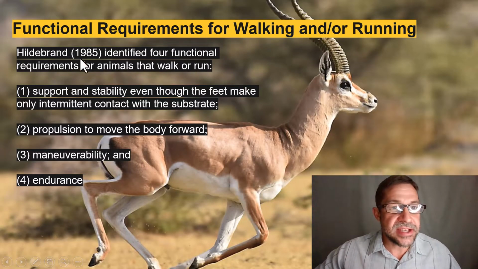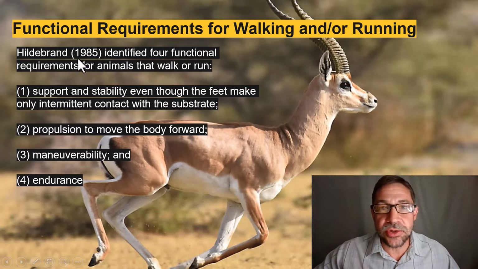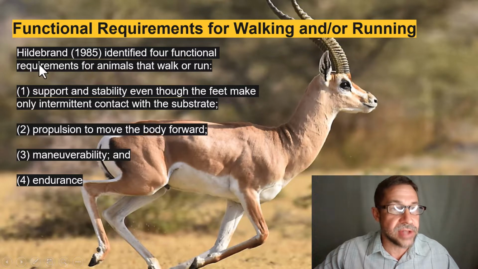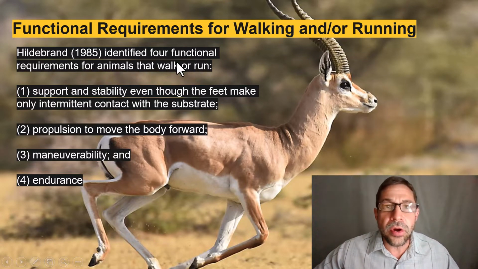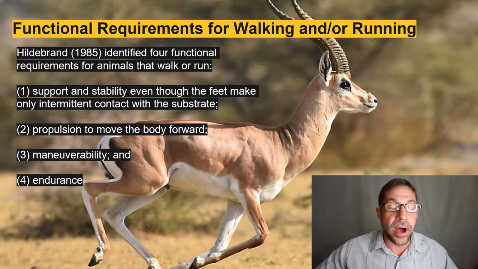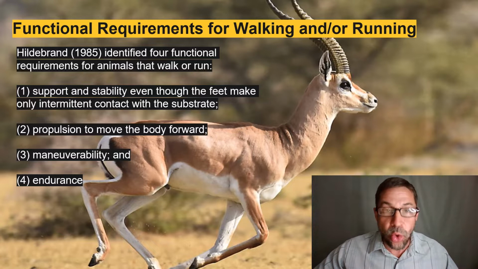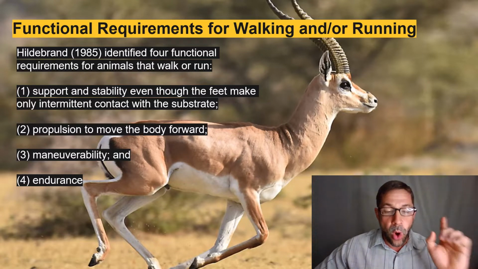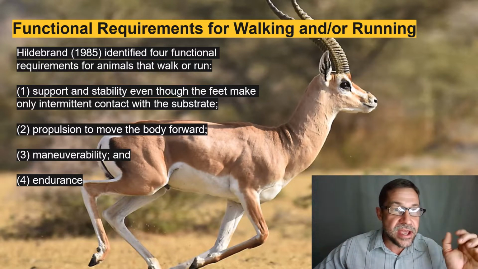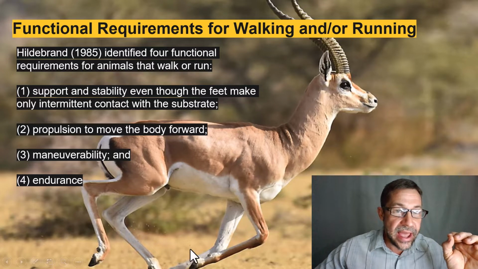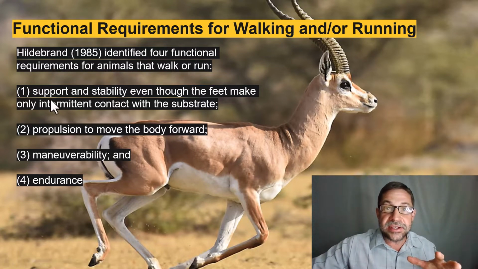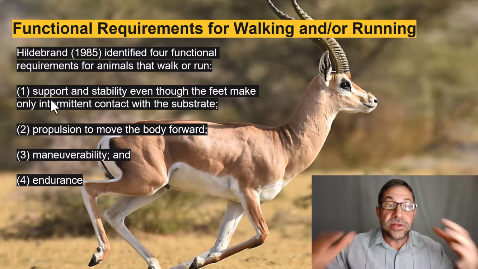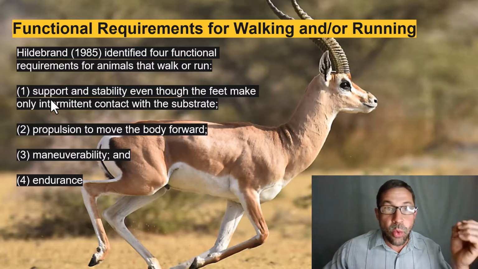In his 1985 publication, which is cited at the end of this lecture, Hildebrand identifies 4 functional requirements for animals that are either going to walk and or run. Number 1, there needs to be support and stability, even though those feet are only making intermittent contact with the substrate.